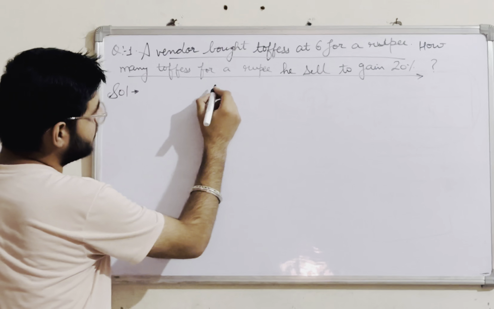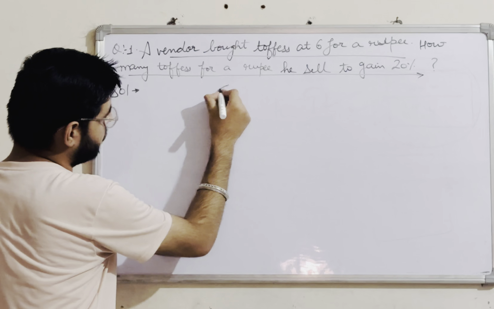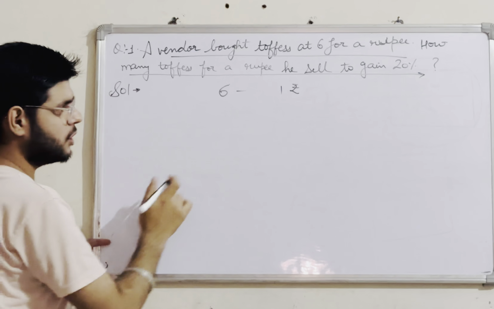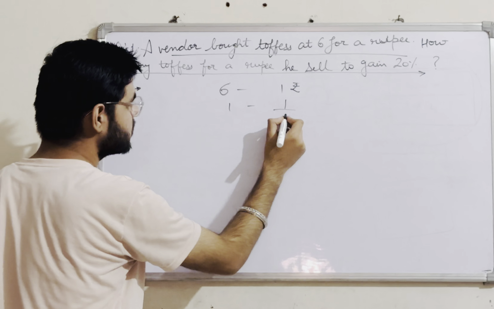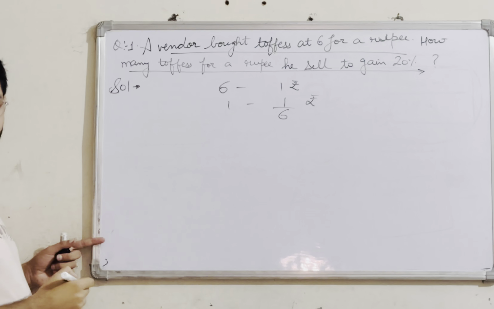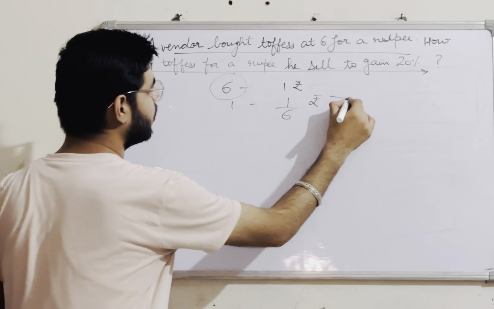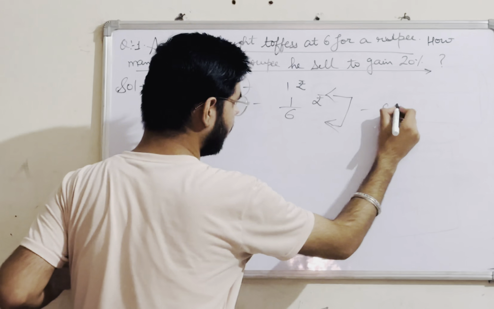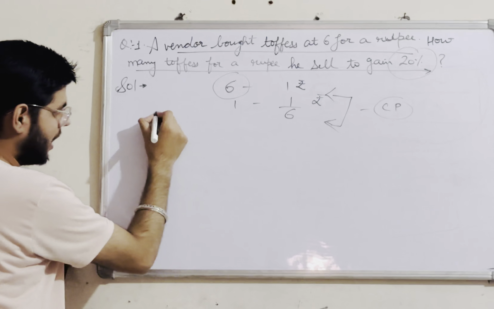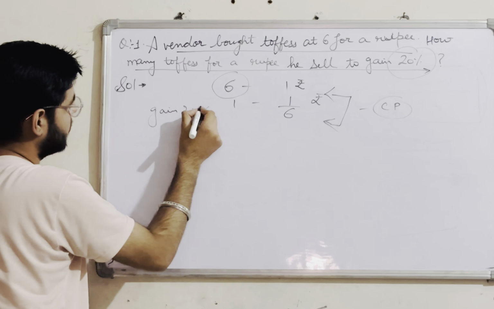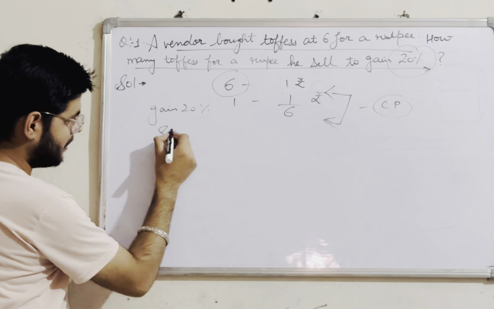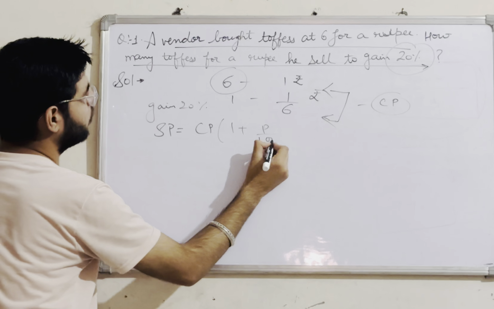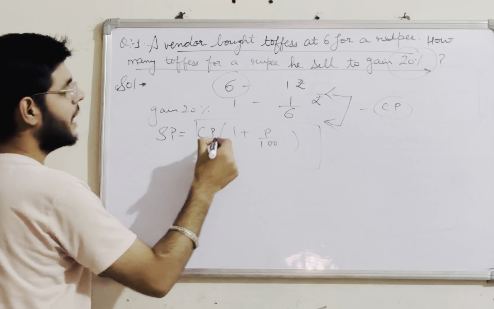Can I also write like this? 6 toffee for ₹1. So 6 toffees comes in ₹1, which means that 1 toffee comes in 1/6 rupees. So we take the quantity and we convert it into amount. So now this is the CP and the ask is that we have to get a gain of 20%. So the formula for SP will be, in the case of CP 1 plus profit upon 100. So let's apply the short trick.